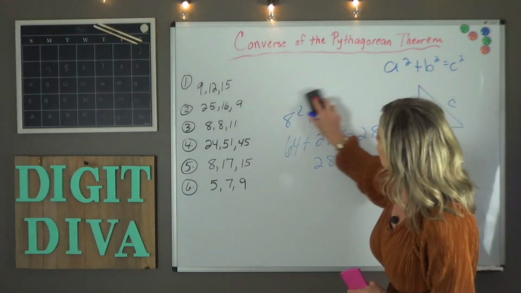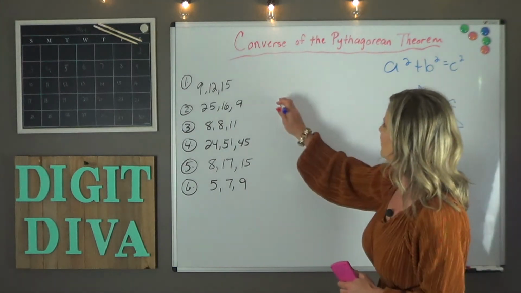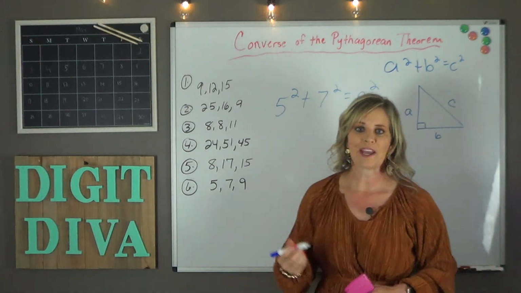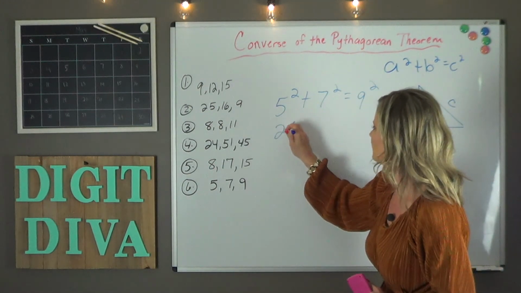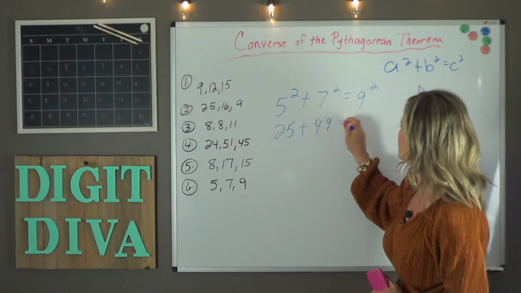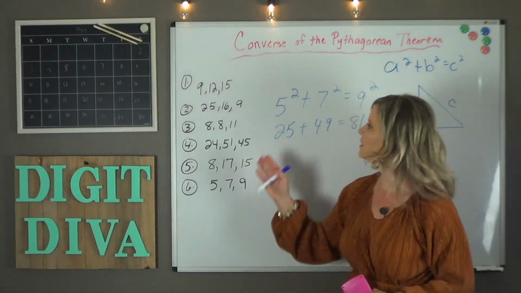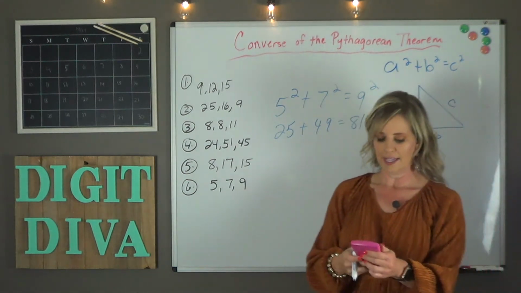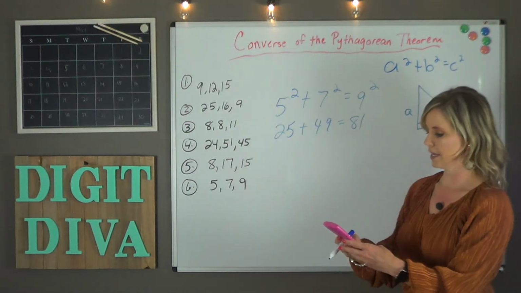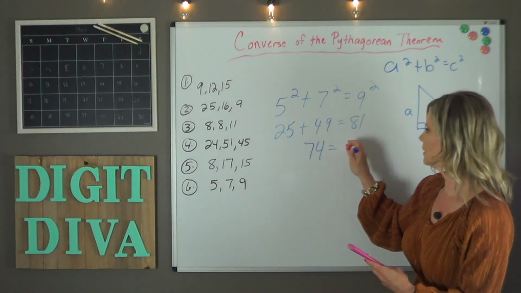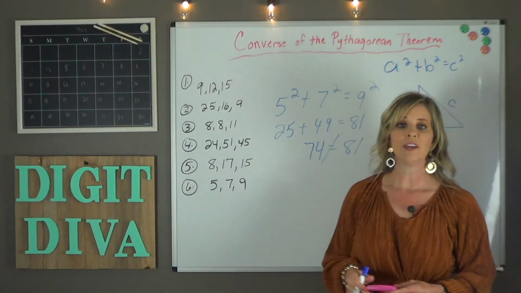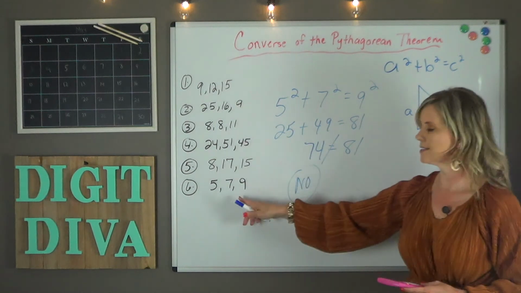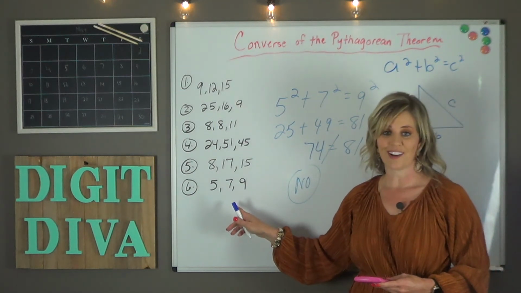All right, our last example, 5 squared plus 7 squared equals 9 squared. We have some small numbers. We all know our multiplication tables, so those would not be hard to do. 5 times 5 is 25, 7 times 7 is 49, 9 times 9 is 81. Is 25 plus 49 equal to 81? And no, it is not. So since 74 is not equal to 81, those side lengths would not form a right triangle.